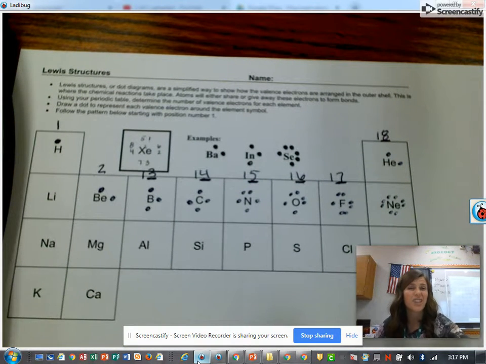So Lewis structures are a lot easier than Bohr diagrams, but they both have their valid reasons for doing them. All right, so that's it. Hopefully this helped.